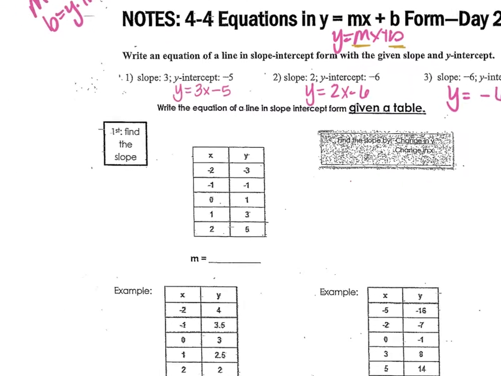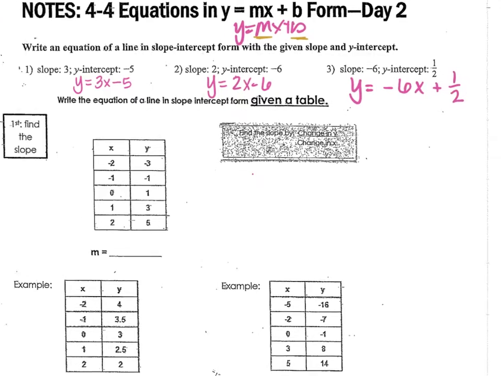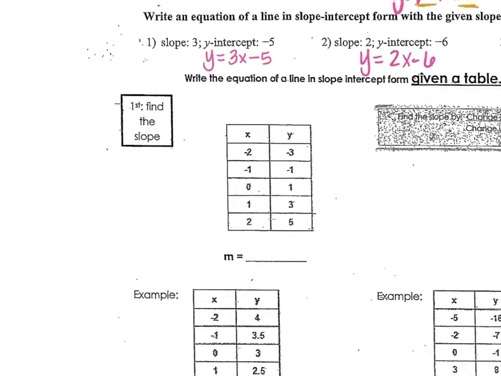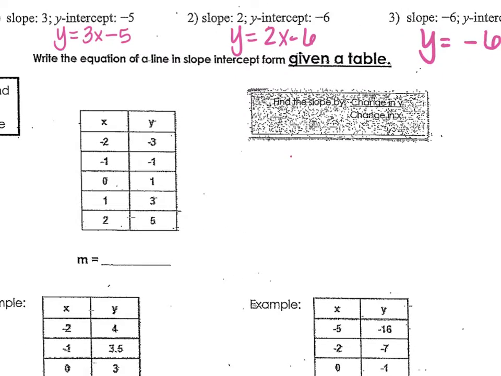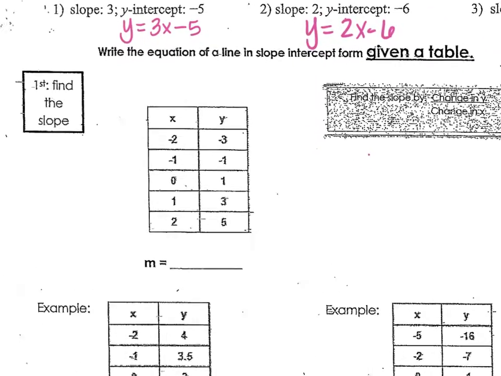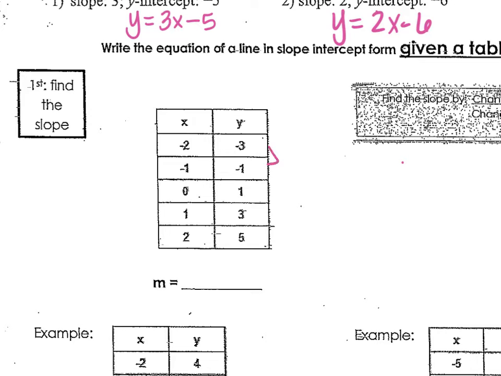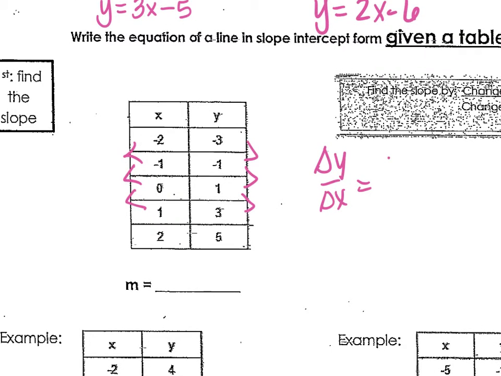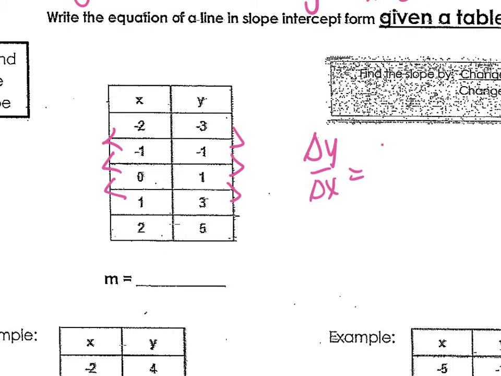Okay, so down at the bottom, if we're going to write an equation of a line in slope-intercept form given a table, that's just like the rate of change we looked at on the very first day. We're going to find our slope. That's the first thing. So find your change in y over your change in x. Looking at that table, it goes from -3 to -1, -1 to 1, 1 to 3, 3 to 5.